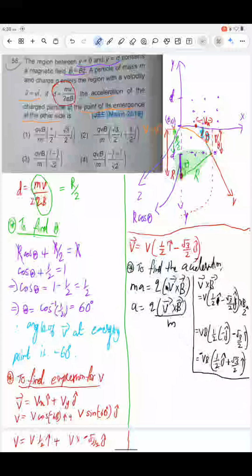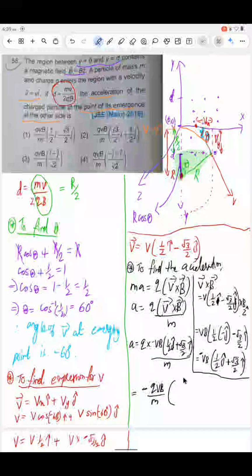Substituting this in the above equation, we'll be getting acceleration is equal to q into v cross b, which is minus vb into root 3 by 2 i plus 1 by 2 j, divided by m. So finally, taking minus outside, we get a is equal to minus qvb by m into, I can write the i cap vector first, so that will be better, root 3 by 2 i vector plus 1 by 2 j vector. So this is nothing but option B. I hope you understood. If you have any queries, you can ask.